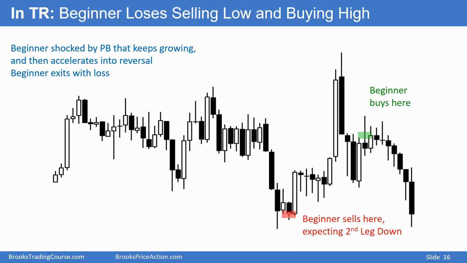And the beginner who sold here probably buys back here at the top of the trading range. He ends up selling low and buying high. Selling low both to put on a short and to sell out of losing longs. And up here, he's buying high, either to buy back his losing short or to buy hoping for a successful breakout. In either case, he's doing the exact opposite of what professionals are doing.